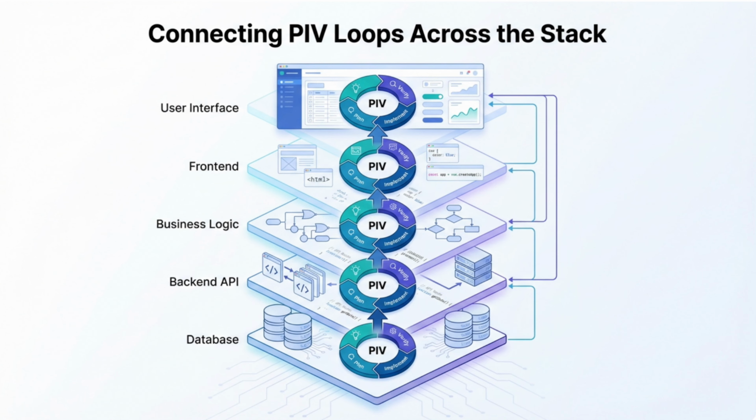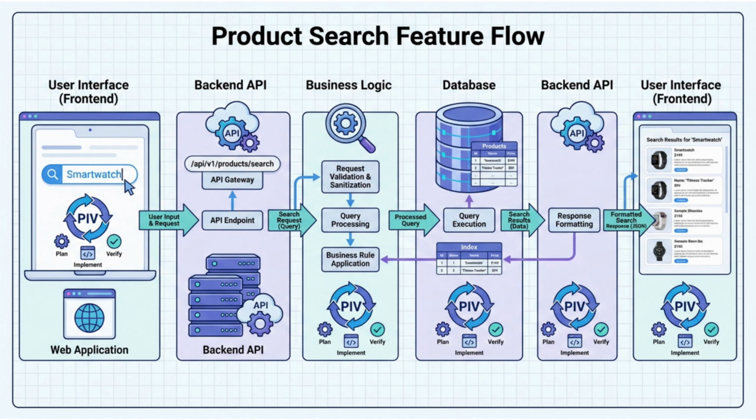But real features don't live in just one layer. Real features span the entire stack. Today, we connect everything. We build a complete feature, from database to user interface, using multiple coordinated PIV loops. The feature we'll build is product search.